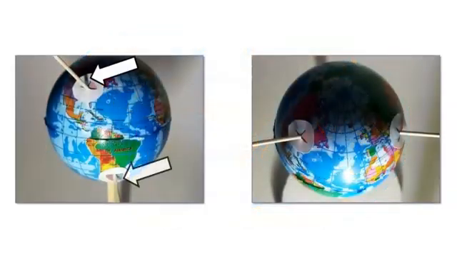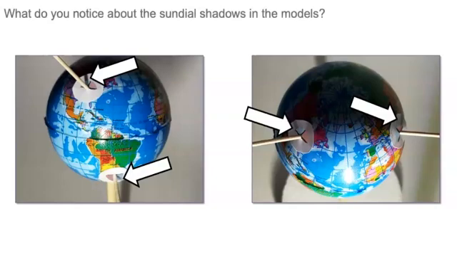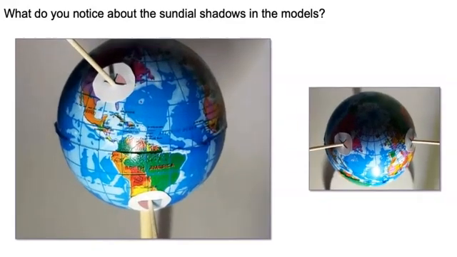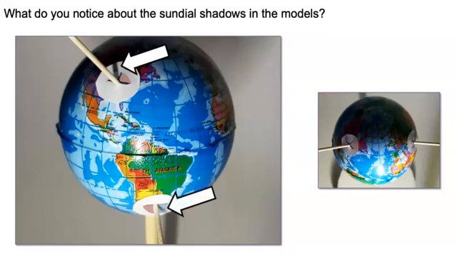Let's revisit our sundial models. Look closely at the shadows on the models to observe what is happening in different places around Earth. What do you notice about the sundial shadows in the models? Do you notice that the shadows in different parts of the world are pointing in different directions? If yes, nice job. Hey, do you also notice that the shadows for different locations on either side of the equator are different? How interesting.